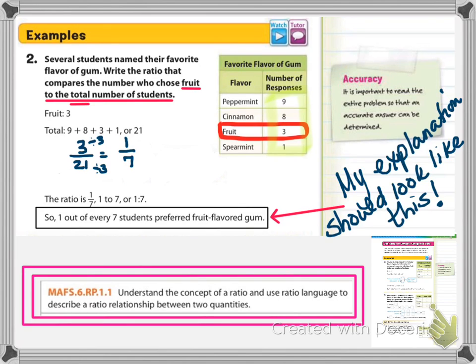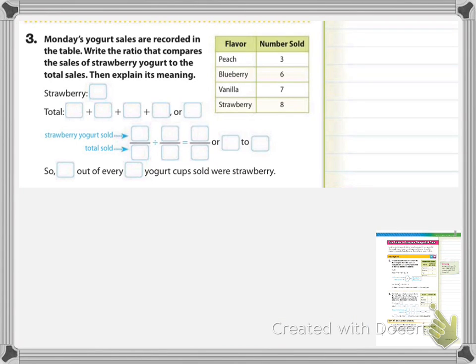So let's go ahead and go through another example. In the middle of that same page, now we're talking about something different. We're talking about yogurt. Monday's yogurt sales are recorded in the table. Write the ratio that compares the sales of strawberry yogurt to the total sales. Okay, so in this one, we're going to be doing some filling in the blank. If we look at the table and figure out how many strawberry flavored yogurts were sold on Monday, you would find that we had 8. So in our first box, we're going to write 8.